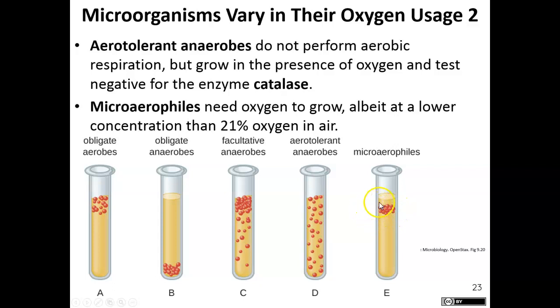Because of that, they have to have oxygen, but a lower level. They grow down below. So the most oxygen is going to be at the very top where oxygen from the air can diffuse in. They're going to grow down below, about 15% lower than our obligate aerobes will grow. They're called capnophiles because they often grow in the presence of more carbon dioxide than oxygen.